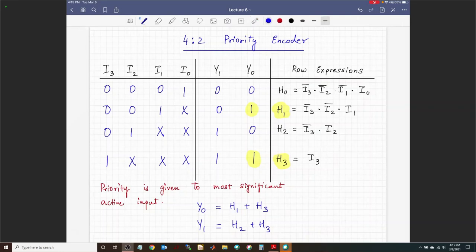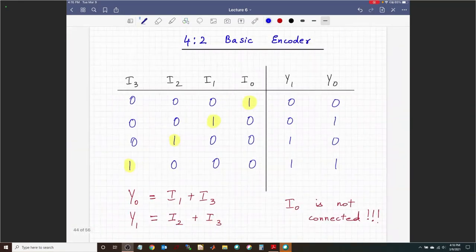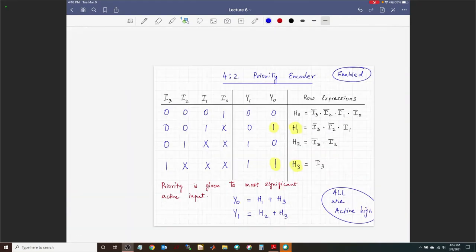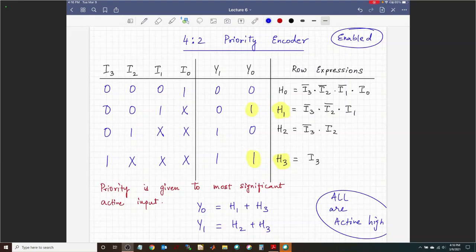Now let's also make a note about active high, active low. We are looking at an enabled priority encoder, and all are active high, right? The same thing over here. We wanted this to be enabled, and all are active high. All right. Questions about the truth table for the 4-to-2 priority encoder.